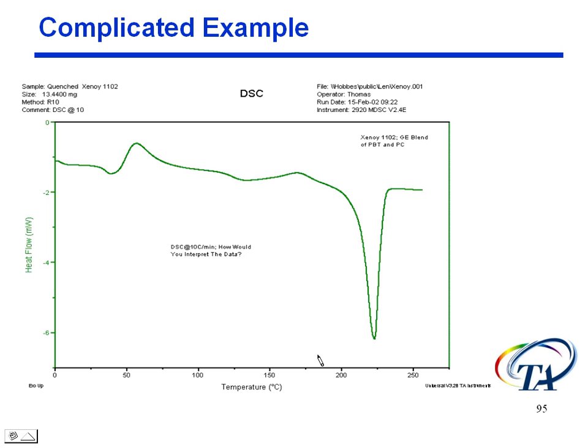Now here's another sample, and this is a complicated example. This material is quenched Xenoy. Xenoy is a blend of polybutylene terephthalate, which is similar in material characteristics to PET, or polyethylene terephthalate, with polycarbonate. Now this was DSC at 10 degrees a minute, and the question we've got here is, how would you interpret this data?